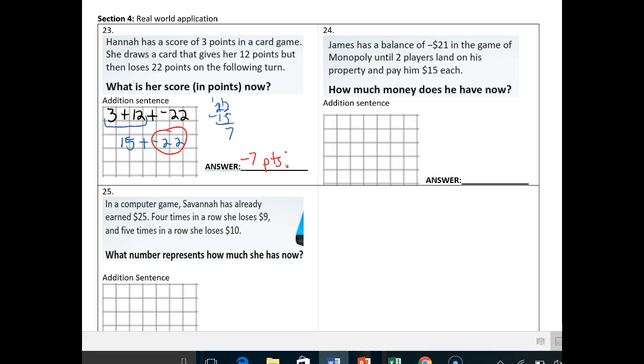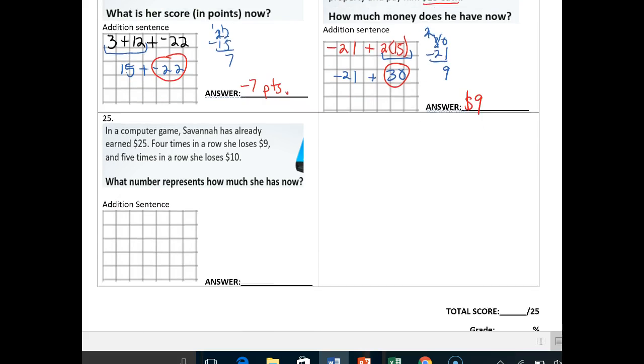Number 24, James has a balance of negative 21, so negative 21 plus 2 players land on his property and pay him each 15. This should be very familiar. It's a buzz math problem, so 2 times 15. That's what the 2 parentheses 15 means. It doesn't mean 215. It means multiply 2 by 15. So you've got negative 21 plus 30. And that's again DSSL, so 30 minus 21 will give you 9, and this time it is a positive 9 because you had more positives than negatives, so $9 is what his new balance is after each individual pays him 15.